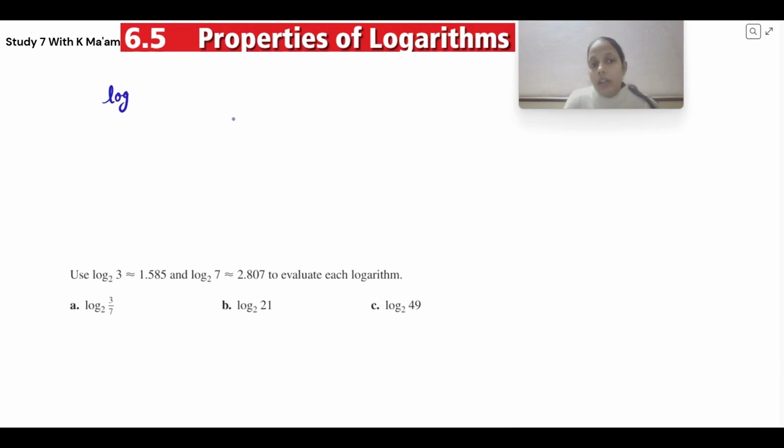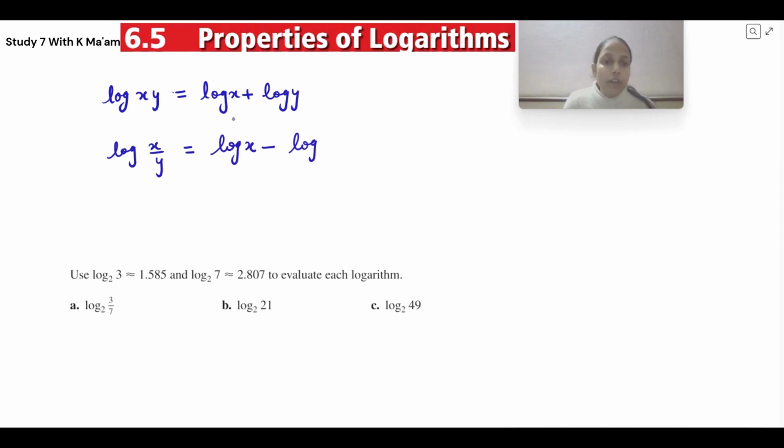Log of x times y. If two terms are multiplying, it can be a constant or it can be a variable, you can expand it: log x plus log y. The next is if the two terms are dividing, it's the quotient property. You can write log of the first term minus the log of the denominator term.